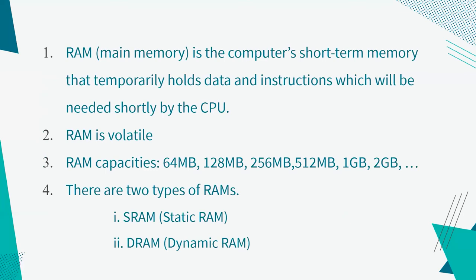RAM is called the main memory of a computer, and it is the computer's short-term memory that temporarily holds data and instructions, which will be needed shortly by the CPU. RAM is volatile, which means that it loses its data when the computer power is turned off. We have RAMs in various capacities, such as 64 MB, 128 MB, 256 MB, 512 MB, 1 GB, 2 GB, and more. There are two types of RAMs, static RAMs and dynamic RAMs. We can call them SRAM and DRAM as well.